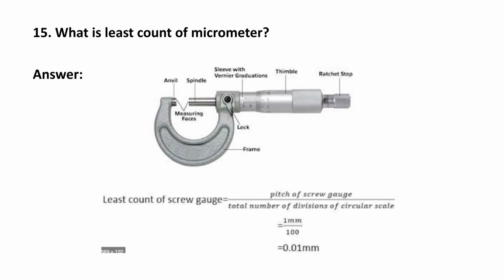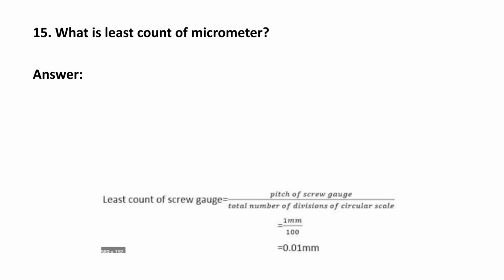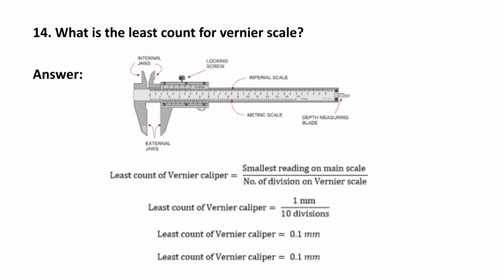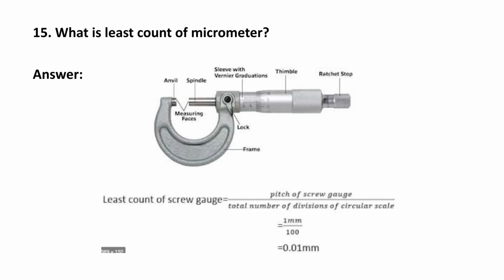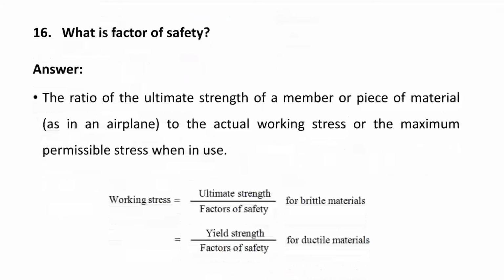Again we have a formula for calculating the least count of a micrometer, and that is equal to the pitch of the screw gauge divided by the total number of divisions of the circular scale. So 1 mm divided by 100. So the least count of a micrometer is 0.01 mm. So the least count for the vernier caliper is 0.1 mm, whereas the least count for the micrometer is 0.01 mm.